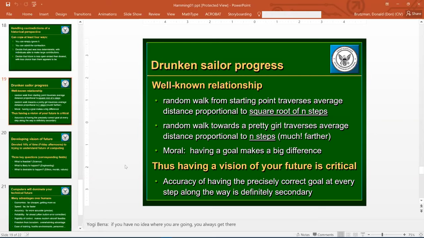And so in the course notes, you can probably see him at the bottom. Yogi Berra's version of that was, if you have no idea where you're going, you always get there.